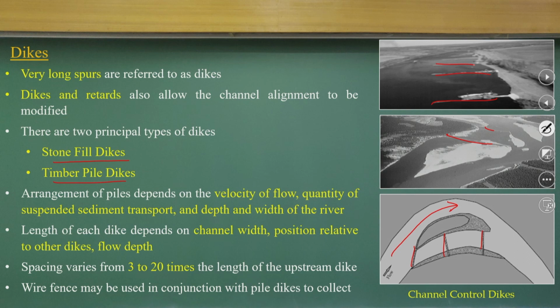The arrangement of piles depends upon the velocity of flow, the quantity of suspended sediment transport, and the depth and width of the rivers. The length of the dike depends upon channel width, the position relative to other dikes, and flow depth. The spacing varies 3 to 20 times the length of the upstream dike, and a wire fence may be used in conjunction with the pile dikes to collect more sediment or reduce the velocity.